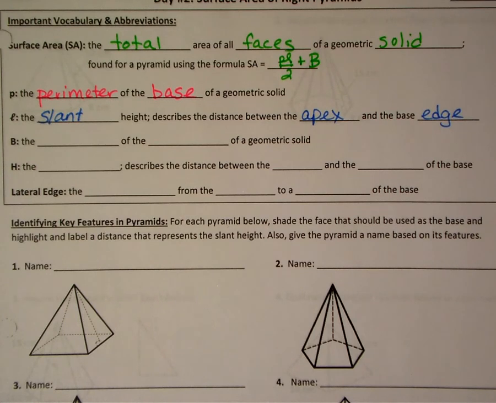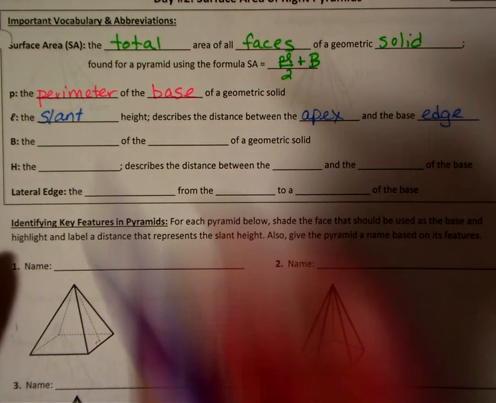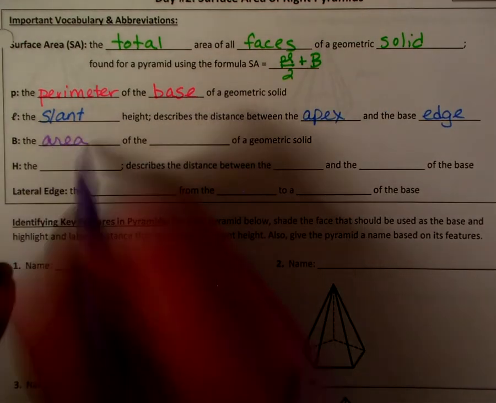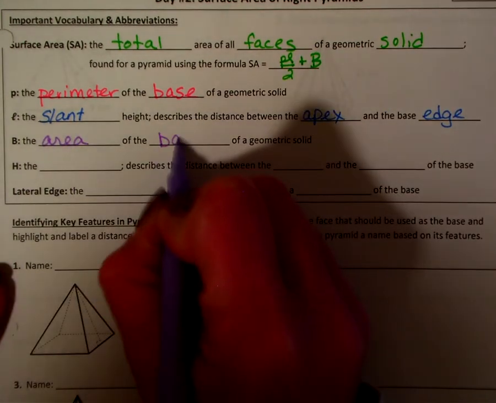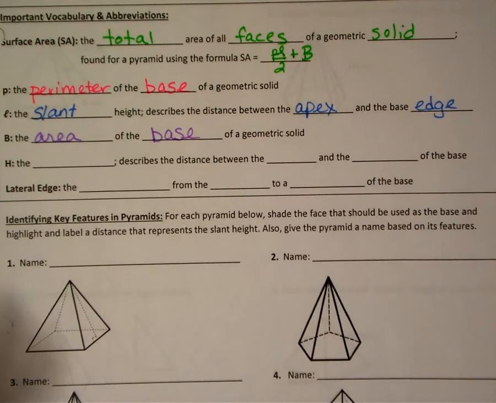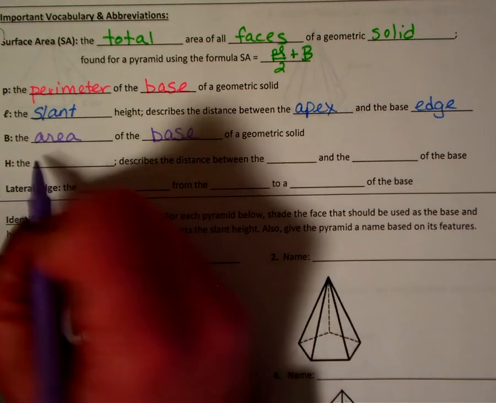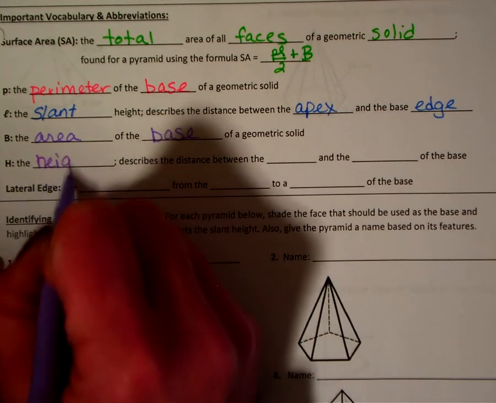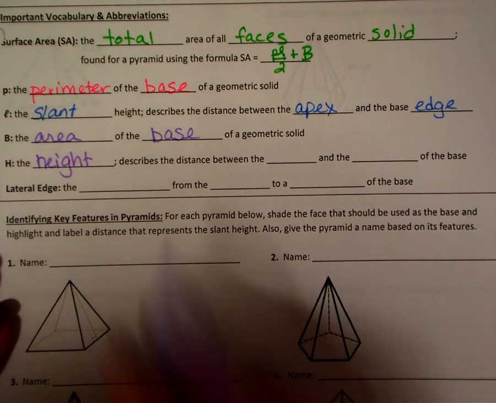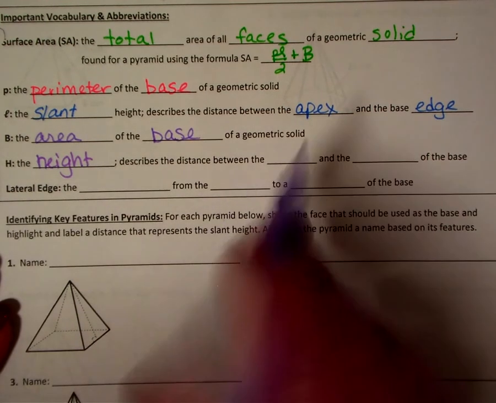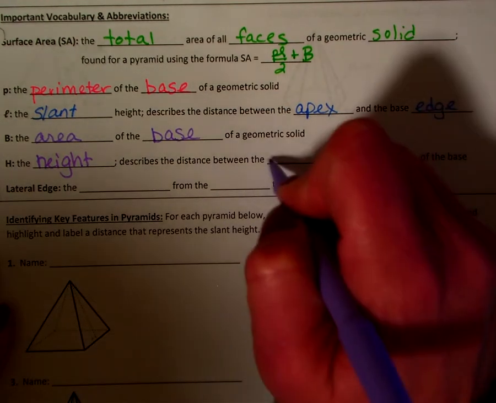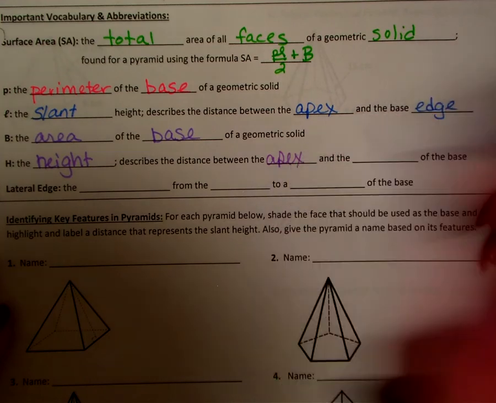Capital B is the area of the base of the geometric solid, whether it's a square, a rectangle, pentagon, hexagon, whatever it is, triangle. Okay, H is the height, which describes the distance between the apex and the center of the base.